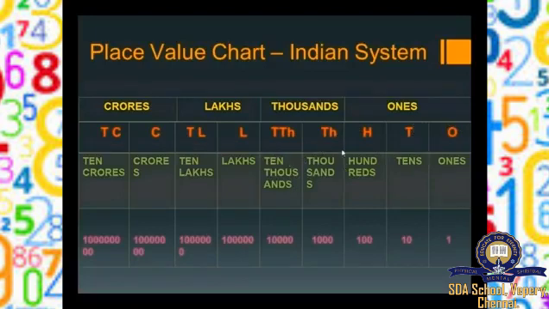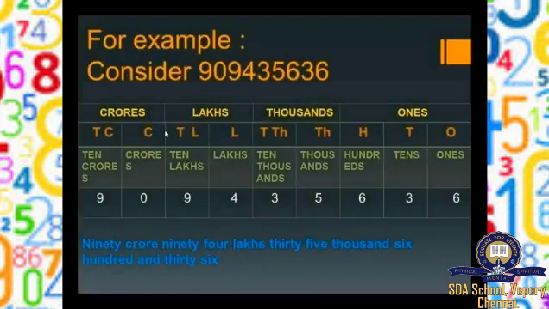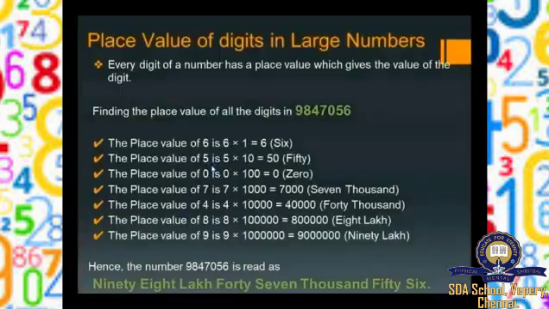Thousands and 10,000s, you'll be naming it as thousands. Lakhs and 10 lakhs, you'll be naming it as lakhs place. Crores and 10 crores, you'll be naming it as crores place. And you saw two examples of the place value chart, followed by the place value of digits in large numbers. So every digit of a number has a place value which gives the value of the digit. So this is the principle of the place value of digit in large numbers, and you saw two examples in place value of digits.